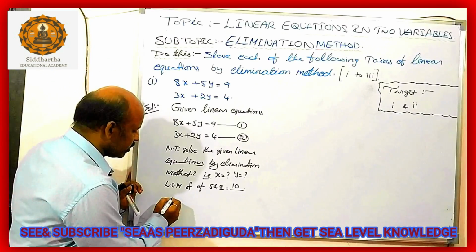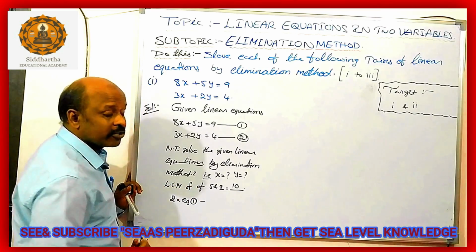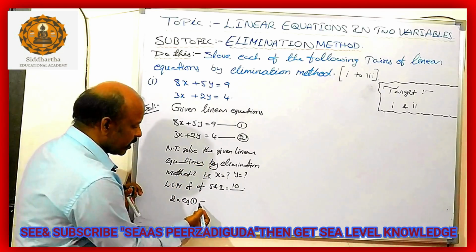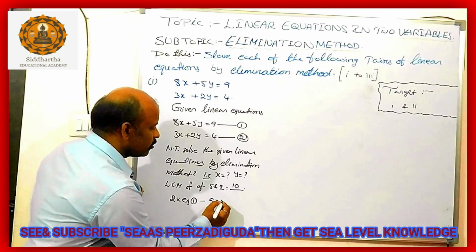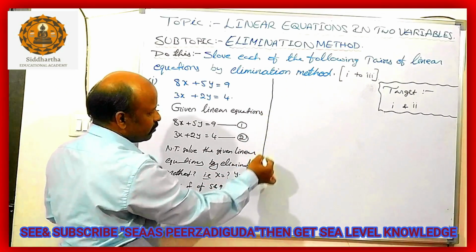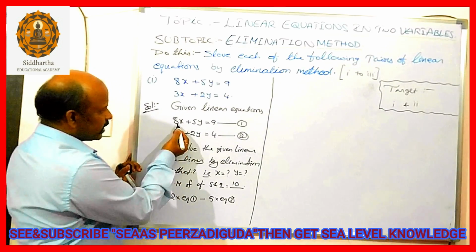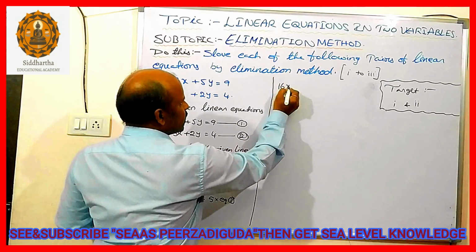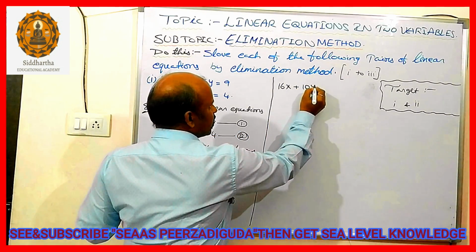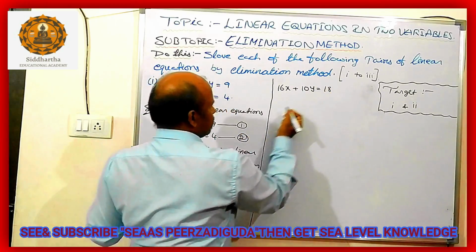So, what I am going to do here: 2 into equation number 1, I am going to do subtraction here. Why? Because all are plus symbols only here. Minus 5 into equation number 2. Once you observe over here, 2 into equation number 1: 2 into 8x, 2 8s are 16x plus 2 into 5y, 2 5s are 10y is equal to 2 into 9, 2 9s are 18.